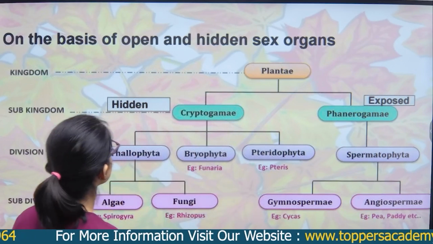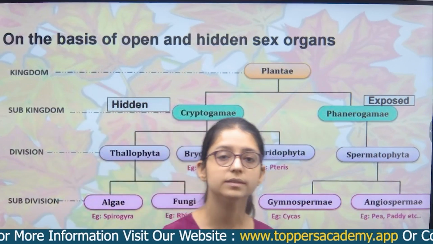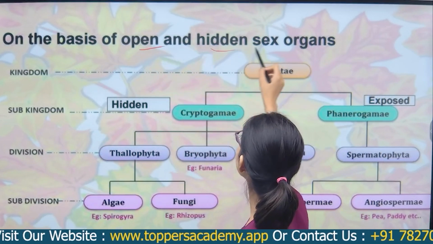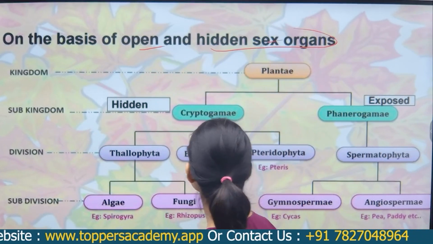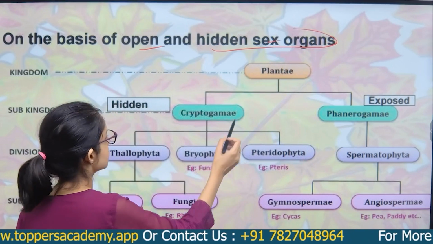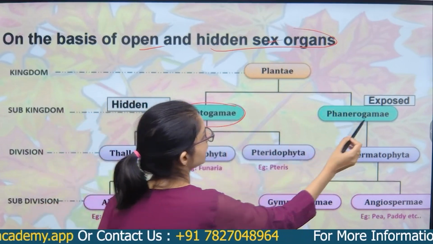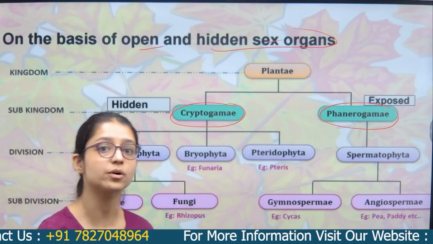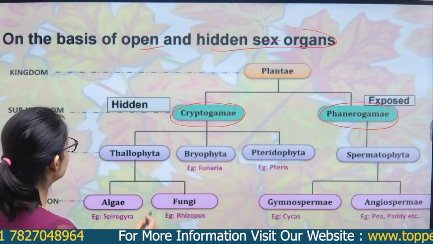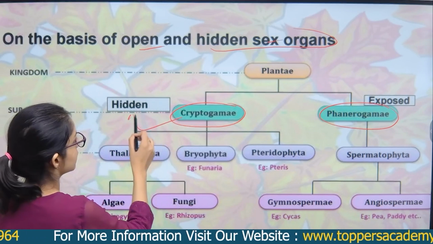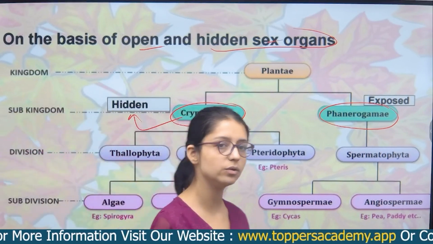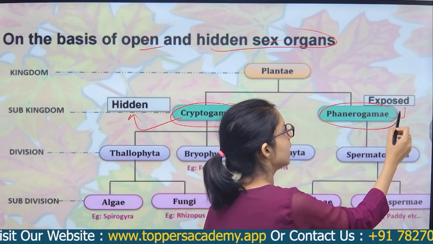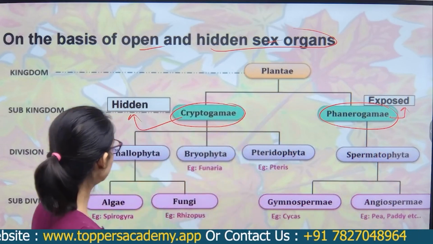Next, we will divide plants on the basis of open and hidden sex organs. There are two divisions, cryptogamy and phanerogamy. Crypto means hidden, as you heard about cryptocurrency. Right? So it is hidden, and the other is phanerogamy. Phanerogamy means sex organs are exposed to the environment.